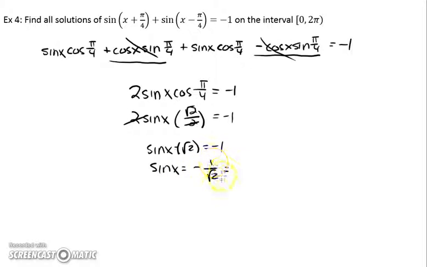That doesn't look like anything on our unit circle, but if we rationalize, we get negative square root of 2 over 2. So then we just have to think, where on our unit circle does the sine of x equal negative radical 2 over 2? And that's going to be at 5 pi over 4 and 7 pi over 4.